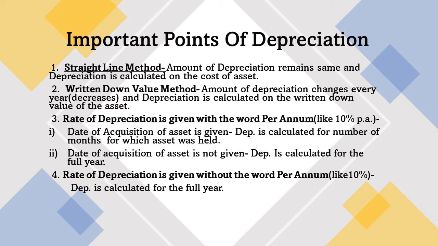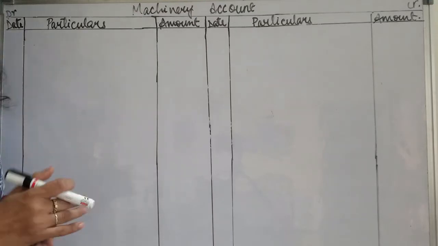But if the date of purchase of the asset is not given, then obviously depreciation will be charged for the full year. And fourth is, when the rate of depreciation is given without the words per annum, like it is given simply as 10%. In that case, depreciation will be charged for the full year. Okay, so let's start today's question.